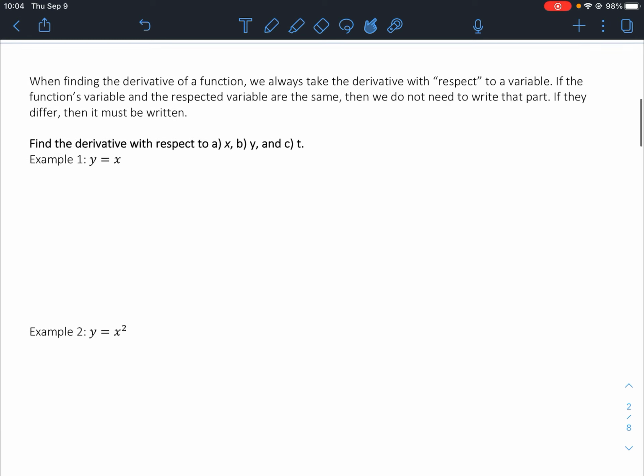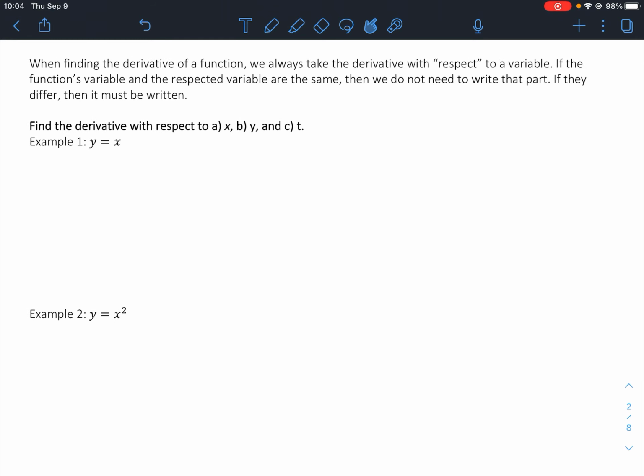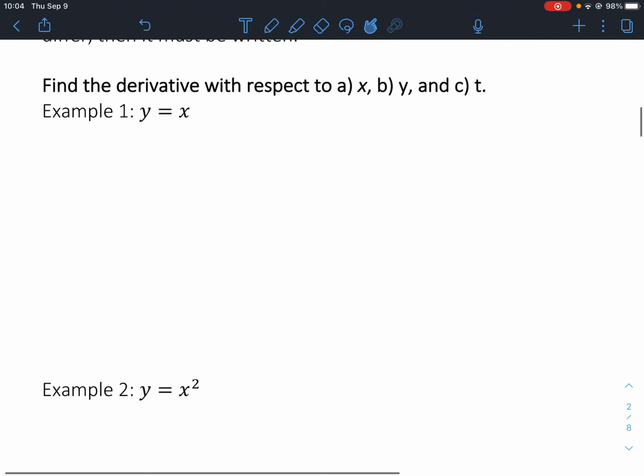When finding the derivative of a function, we always take the derivative with respect to a variable. If the function's variable and the respected variable are the same, you do not need to write that part. If they differ, then it must be written. What does that mean? Let's take a look at example 1. It says y equals x, and we're going to take the derivative 3 different ways, with respect to x, respect to y, and respect to t.